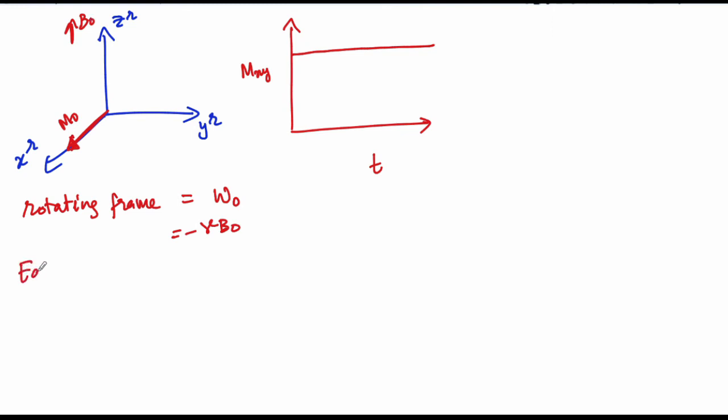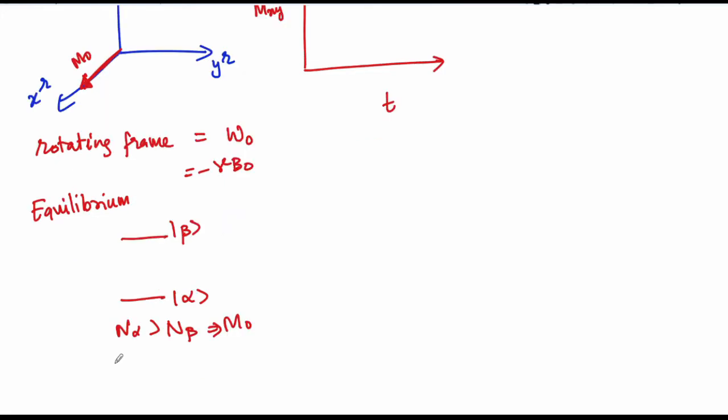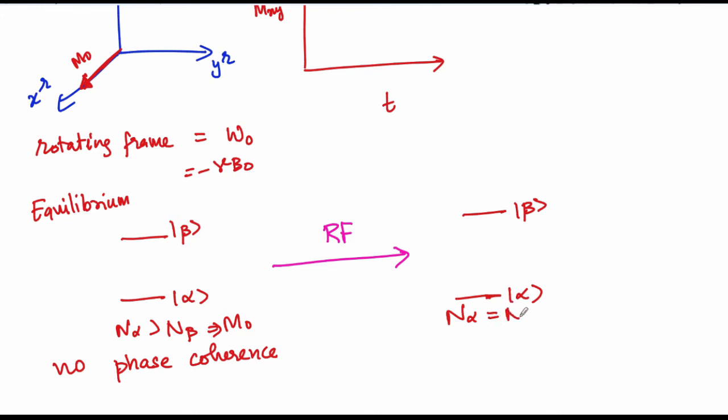We said equilibrium comes up due to the population difference between the two states. So you have the alpha and the beta states, where N alpha is greater than N beta, therefore you get M naught due to that. This state has no phase coherence. All the transverse magnetization vectors cancel each other. On the other hand, what the RF pulse achieves is that it equalizes the population across these two states. However, it generates something called phase coherence.